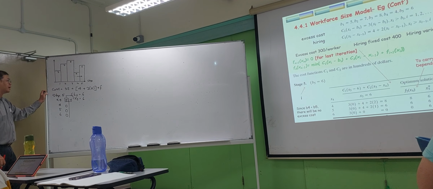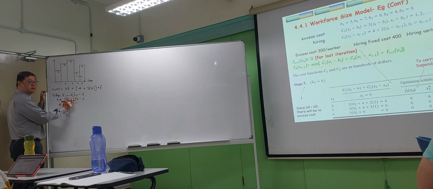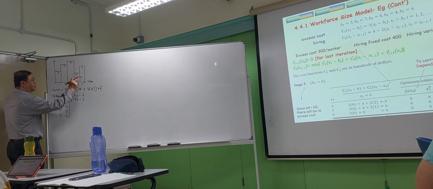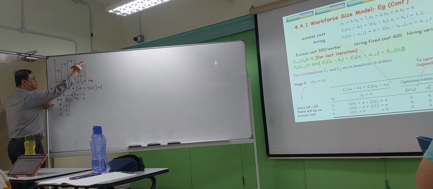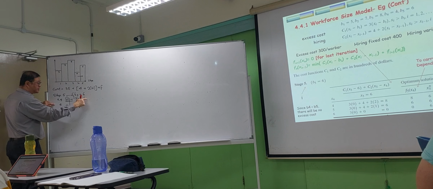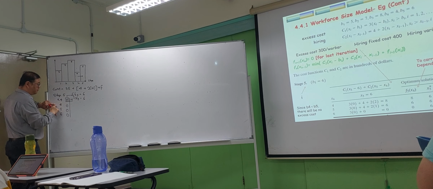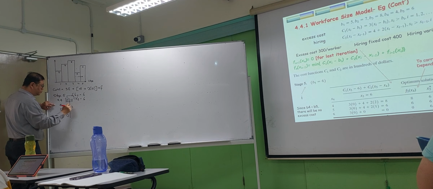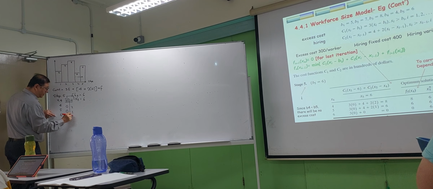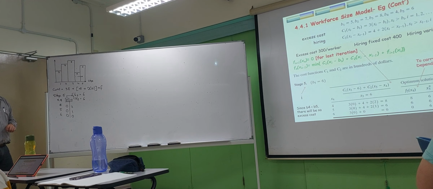Okay, now how many workers do I need to hire? Now, if previously you have 4 workers, in stage 5 you need 6 workers, you need to hire 2 workers. So 4 to 6, you hire 2. 5 to 6, you hire 1. 6 to 6, you are not hiring anyone.